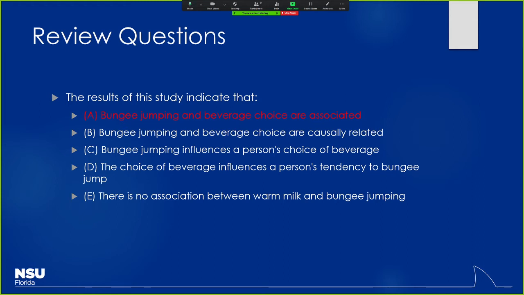You couldn't say bungee jumping influences a person's choice of beverage, right? Because again, you can't necessarily take that away. You'd have to design another study to do that. Choice of beverage influences a person's tendency to bungee jump. Again, you need to do that based off of a cohort study. You'd actually have to have people drink Mountain Dew versus not, and then go and see how many of them actually go bungee jumping at that point.